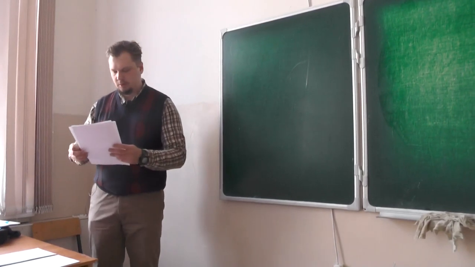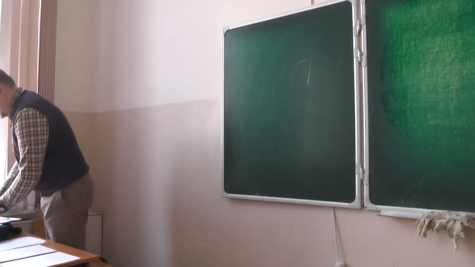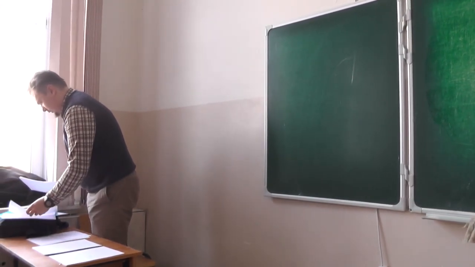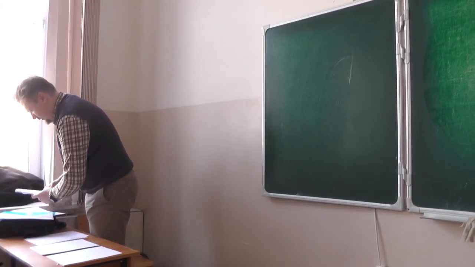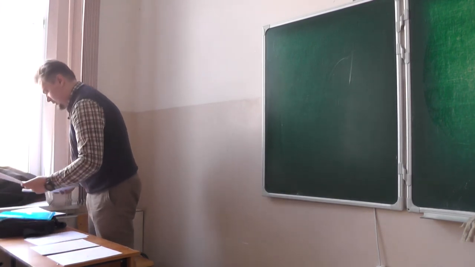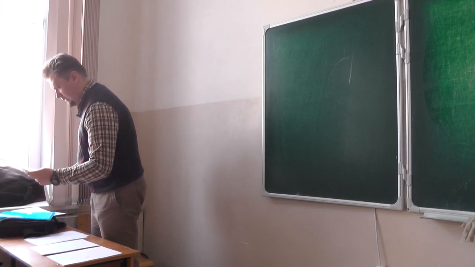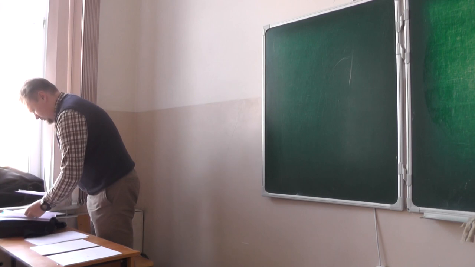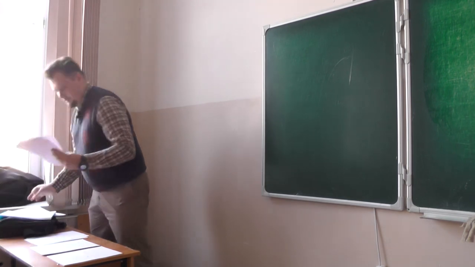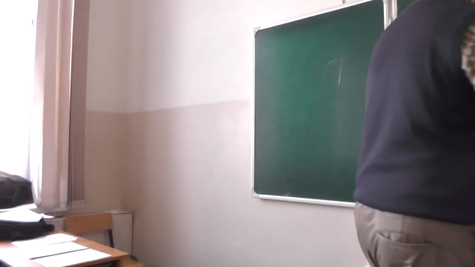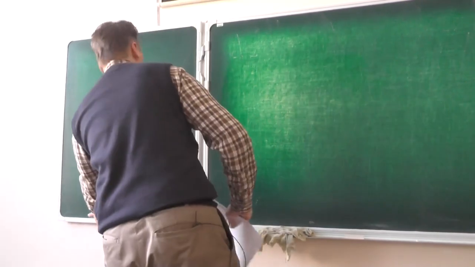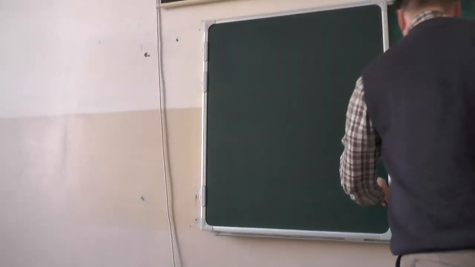So, what was last time? Last time we were studying the orbit of Mercury and how it precesses. So we need to write down the Schwarzschild metric once again. Okay. Probably it will be better to do that.